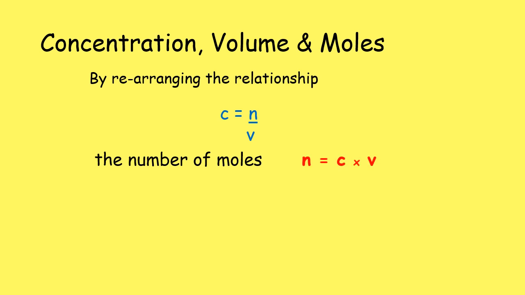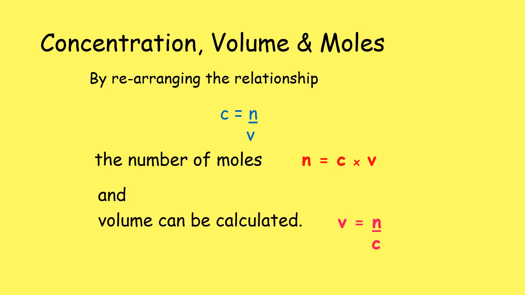So to calculate the number of moles, n equals cV, concentration times volume. And that equation is written on page 3 of your data booklet. So that equation is written at the front. Number of moles is concentration times volume. Remember, volume must be in litres. And we can also calculate volume, because volume is equal to the number of moles divided by the concentration. Remember, this is going to give you a volume in litres.